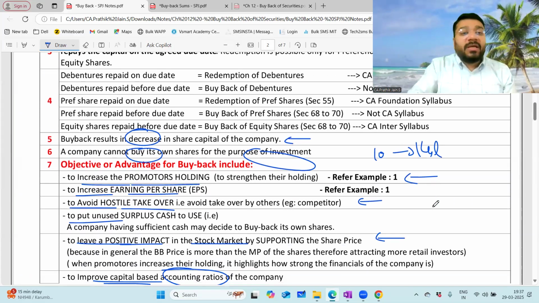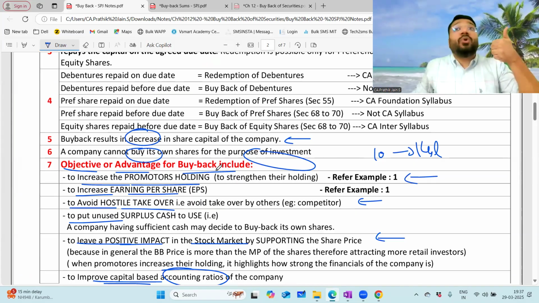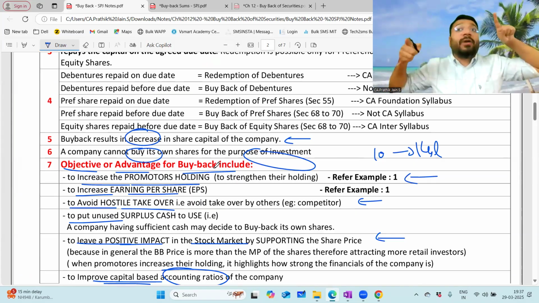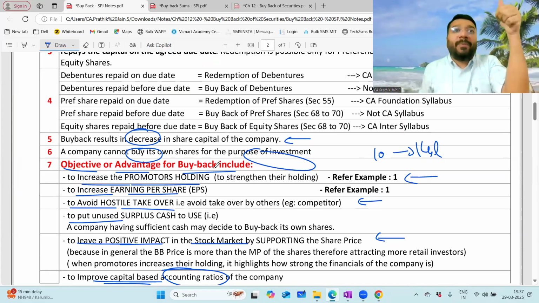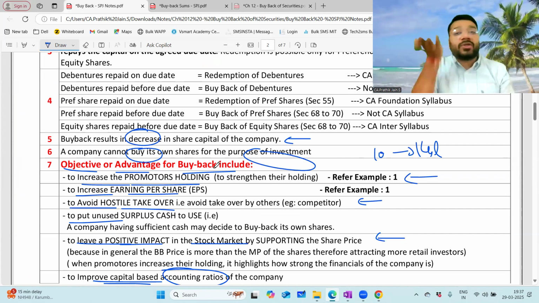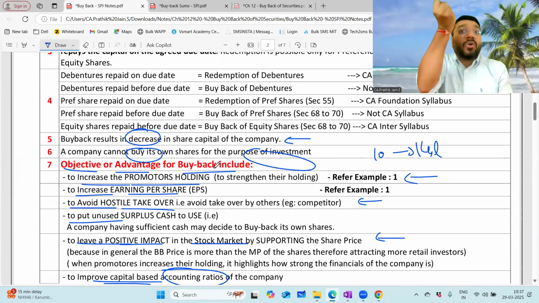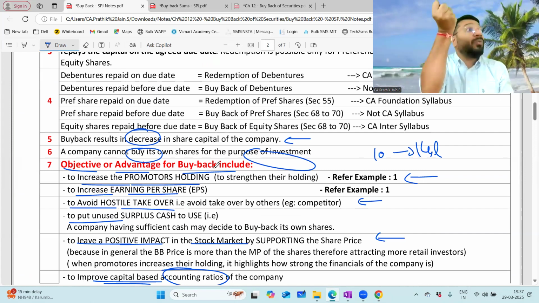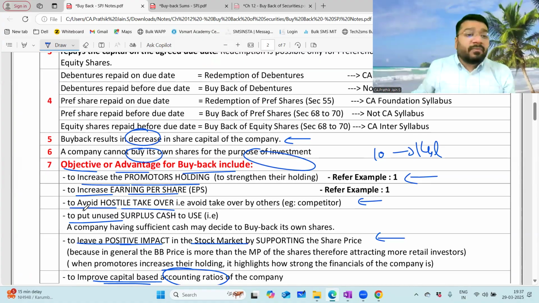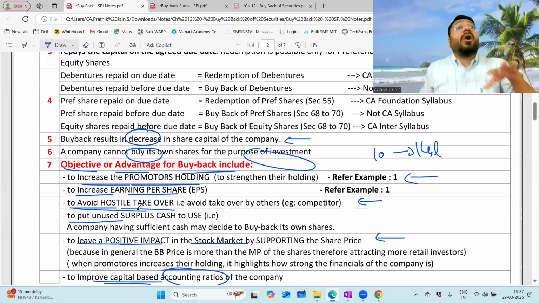Okay. Second, what are the objectives and advantages of buyback? It will increase the promoters' holding. We saw the example of 20 to 25. The promoters' holding went from 20 to 25 just because of repayment of capital. So that is to increase the promoters' holding so that he can have more control on the company than earlier. Second, this will help you to avoid hostile takeover.